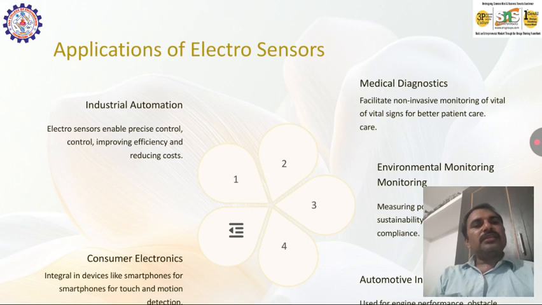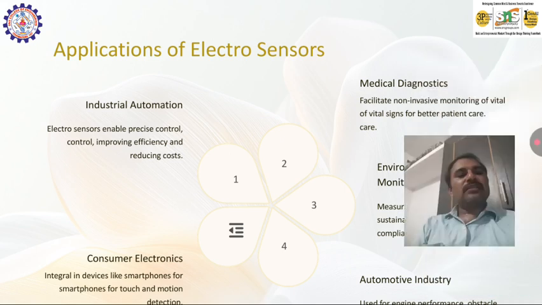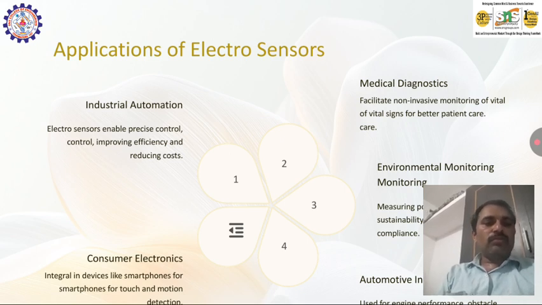Another is the application of electrosensors. They have wide applications, but we are discussing industrial automation, medical diagnostics, environmental monitoring systems, consumer electronics, and automotive industries. What are consumer electronics? A simple concept: take our mobile. How the touch screen works is through sensors.